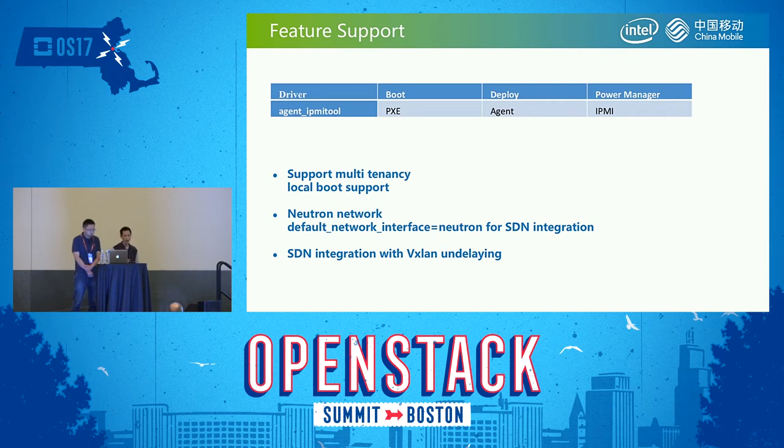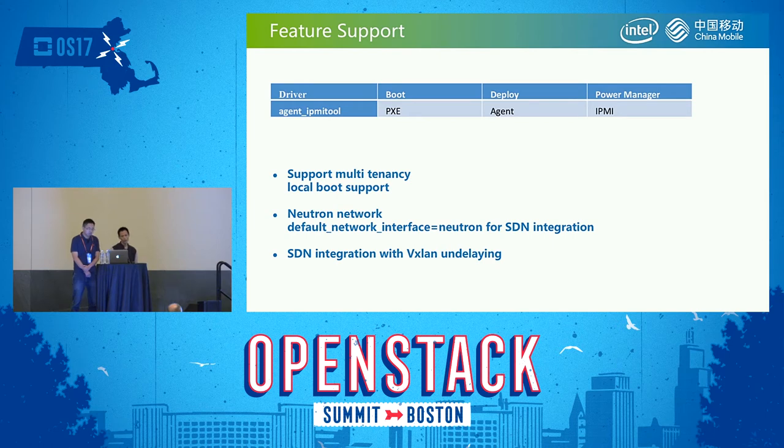For the Ironic driver, we are choosing agent_ipmitool, which means it will boot from the PXE deployment with the agent and do the power management with IPMI. We all know that there are two ways in Ironic to do the deployment. One is the iSCSI way, and the other one is the agent way. The reason we are choosing the agent way is that we have an Ironic agent, IPA, Ironic Python Agent, that will help us do all this deployment work, which means we can implement all the deployment processes we need from the agent here. And the other reason is that only the agent way supports the RAID configuration.